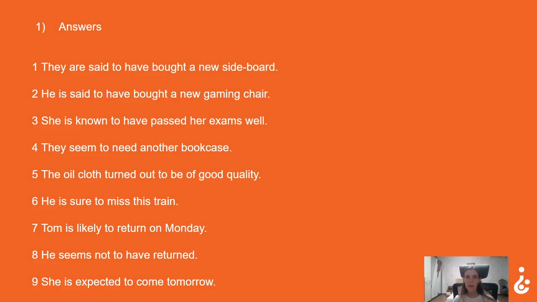Answers. They are said to have bought a new sideboard. He is said to have bought a new gaming chair. She is known to have passed her exams well. They seem to need another bookcase. The oilcloth turned out to be good quality. He is sure to miss this train. Tom is likely to return on Monday. He seems not to have returned. She is expected to come tomorrow.